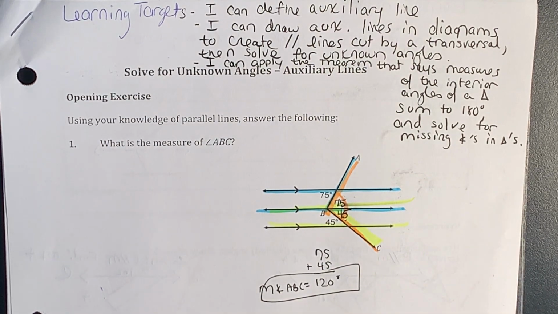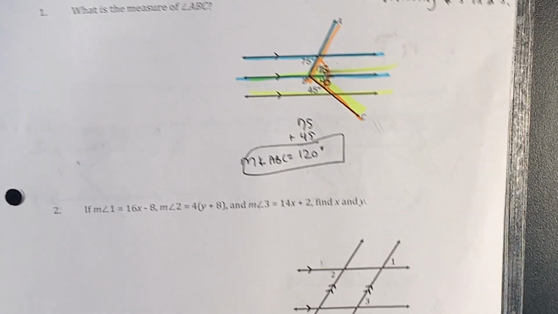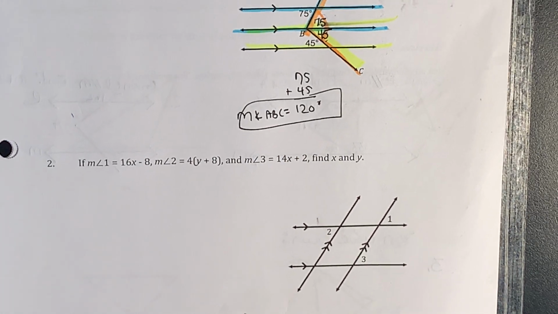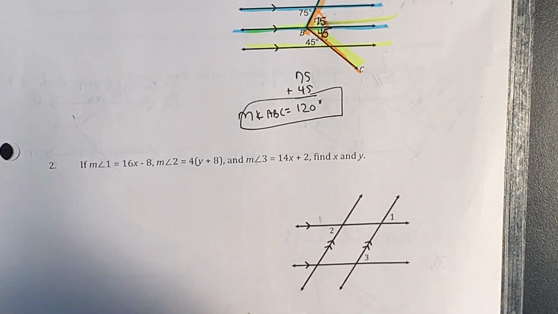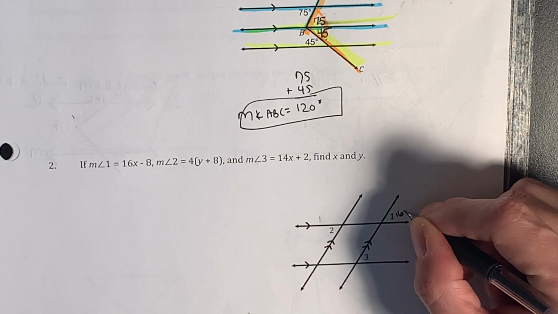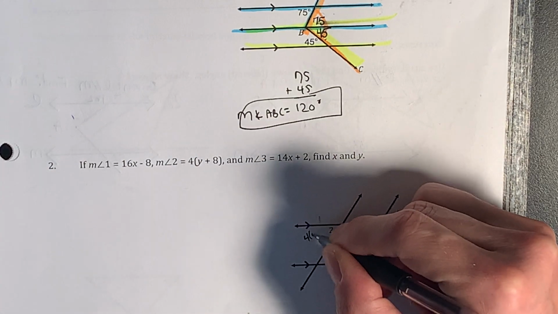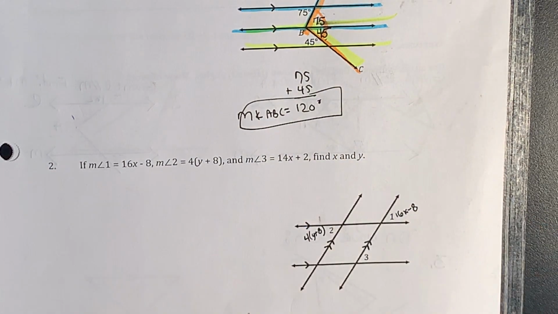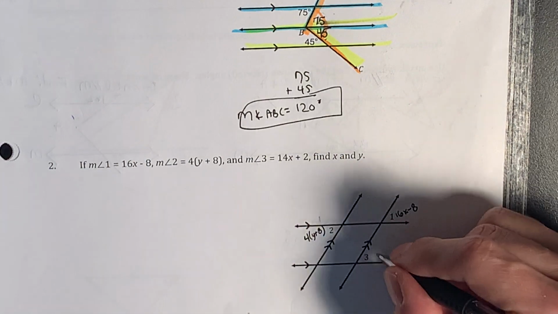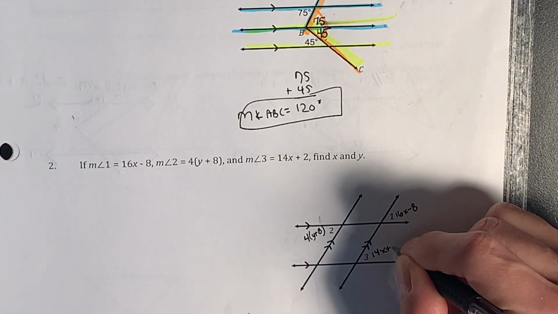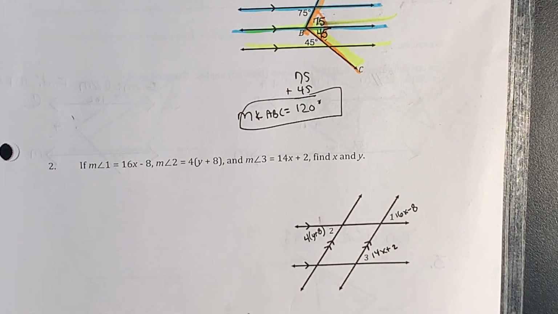Down to example 2. This one's a little bit trickier. It says the measure of angle 1 is 16x minus 8, so you can mark that off if you would like. And angle 2 is 4 times y plus 8. Angle 3 is 14x plus 2. They want us to find both x and y.